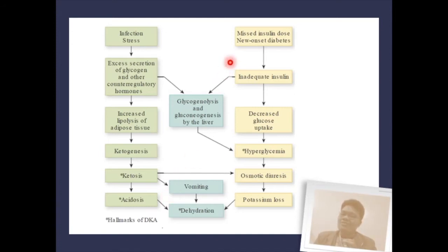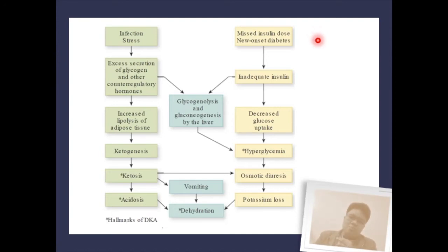If you look at the other side of the diagram, this is also a trigger of your DKA: a missed insulin dose or new onset diabetes. So take note that the role of insulin is not only to decrease your blood sugar or to metabolize your blood sugar so it can be used by the body for energy, but it is also used to stop the breakdown of your fats to prevent the formation of ketones.